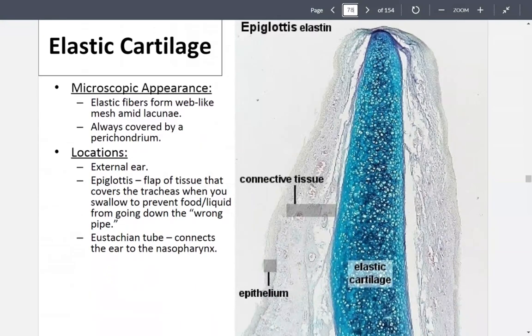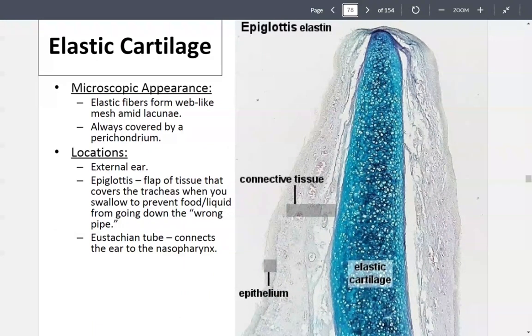Elastic cartilage, under a microscope, is going to have a web-like mesh amid its lacunae, and it's also going to be covered with perichondrium. Where do we find it? The external ear. Fold your ear up, pinch it around. If it pops back into place, that's elastic cartilage. We're also going to find it at the epiglottis.